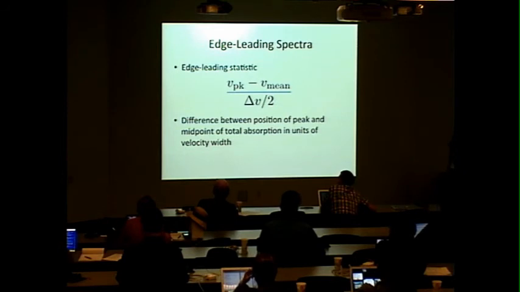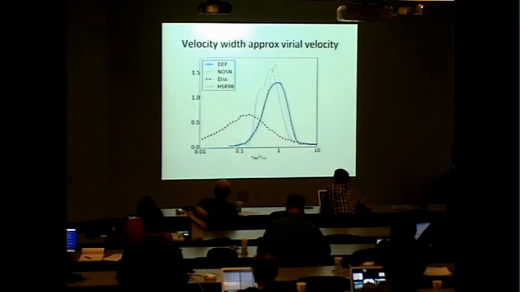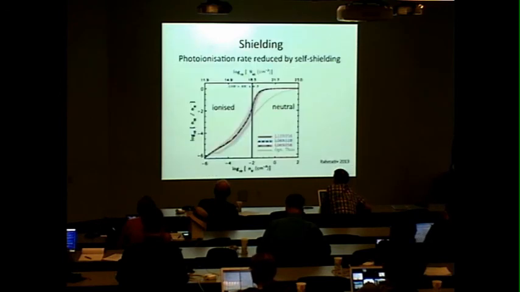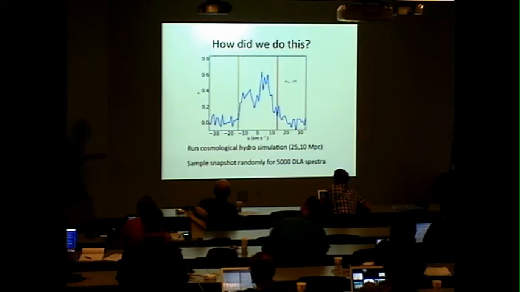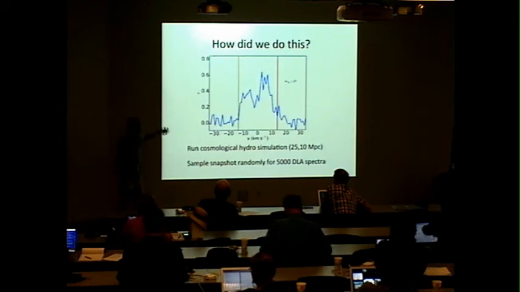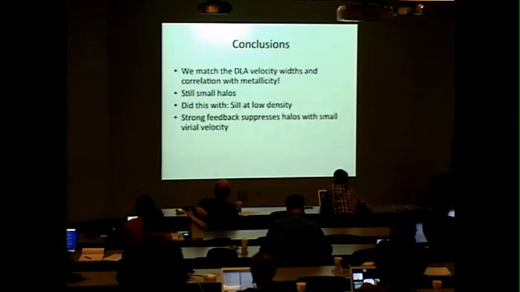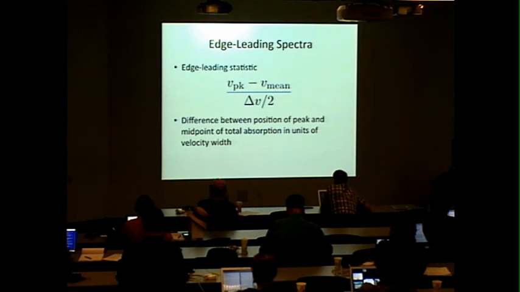The second question is the edge-leading statistic that you asked about. So one definition of this is the difference between the velocity of the largest peak in the spectrum and the mean velocity. Let me just find you a spectrum. Right, so in this case, this is the velocity width. The velocity peak is here. This is the largest peak. And the mean velocity is the midpoint between the left edge of the velocity width and the right edge of the velocity width. Right, so this statistic is the difference between the peak velocity and the mean velocity in units of velocity width. This is what we get.